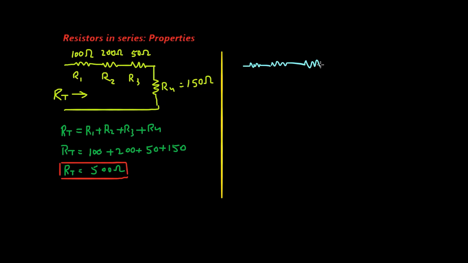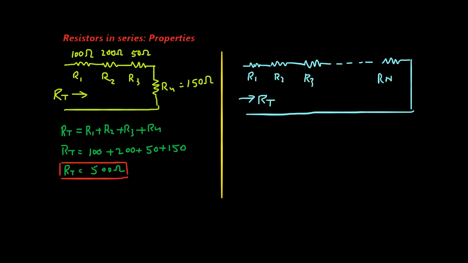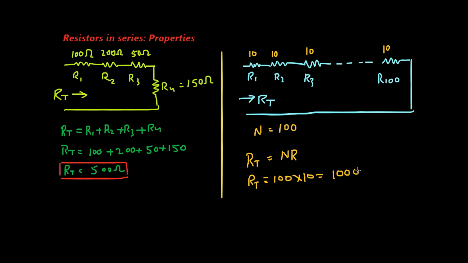Let's take a special case scenario. Suppose we have 100 resistors of 10 ohms in series. We want to quickly calculate the RT. So, we will use the formula of RT equals N into R, where N is equal to 100 as we have 100 resistors in series. We have to just multiply N with value of any resistor, that is 10 ohms. So, RT will be equal to 1000 ohms or 1 kilo ohms.